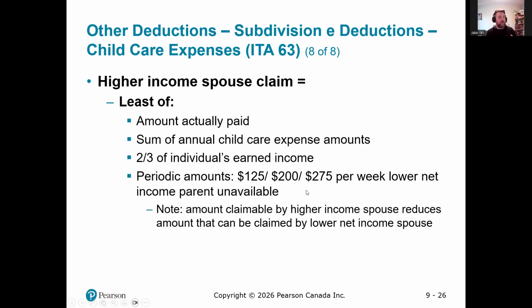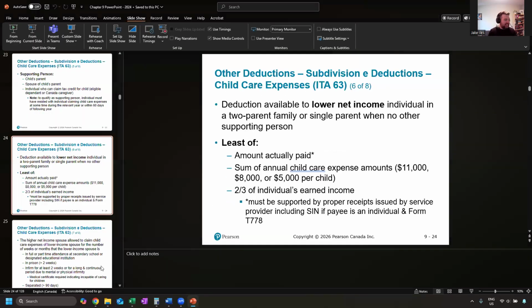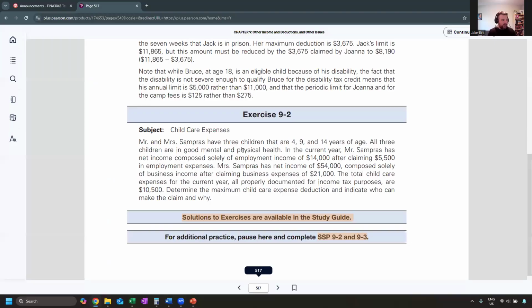So your threshold has the same limitations, but your periodic amounts will be under the same threshold as camps. Okay, there's childcare expenses. Those are the rules for it. Let's see it in action to help drive the point home.